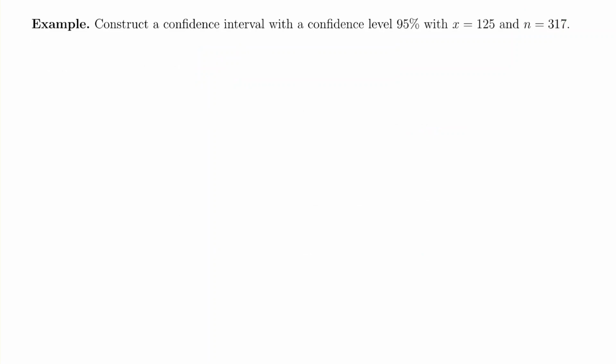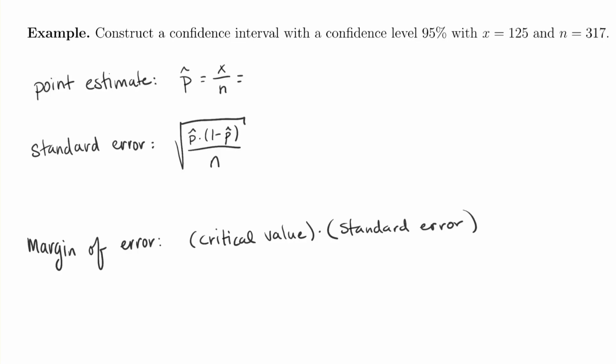So next we're asked to construct a confidence interval with a confidence level of 95%, x is 125, n is 317. So basically I have to find all the things that we did in our previous example and then put it together where the final step is the confidence interval, remember, is the point estimate plus or minus the margin of error. So we've already seen an example where you find point estimate, standard error, margin of error. I would encourage you to now find each of these things on your own, pause the video, work out these, and even find the confidence interval, and then unpause to check your work.